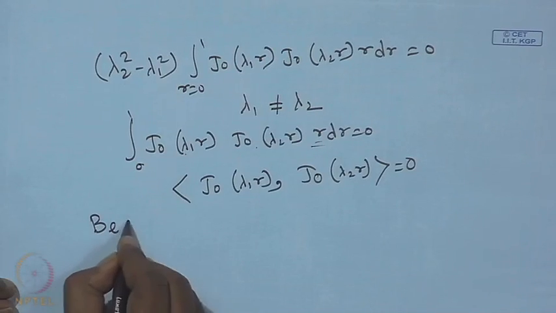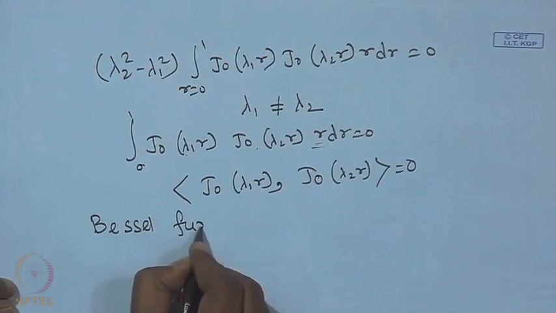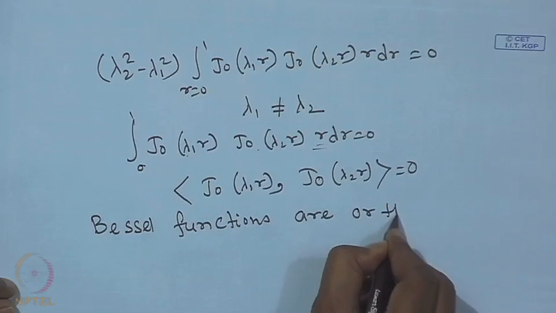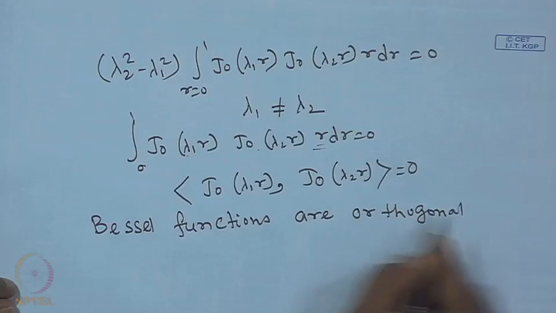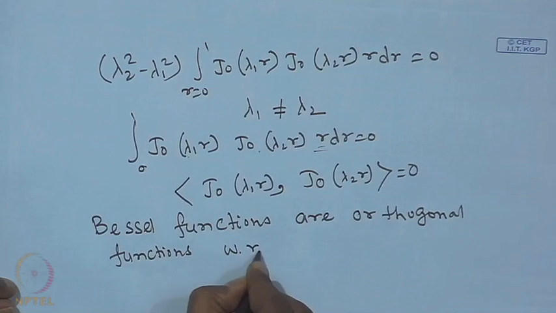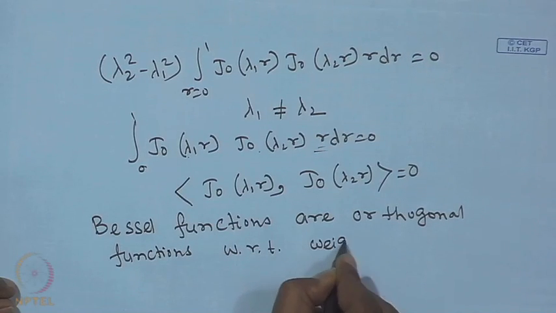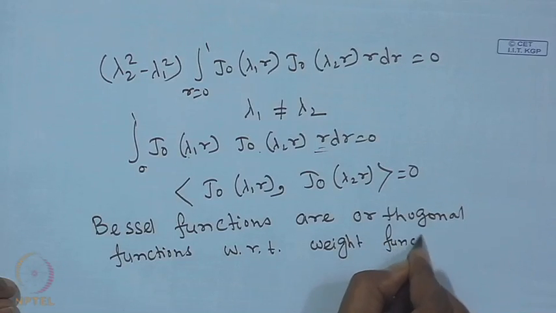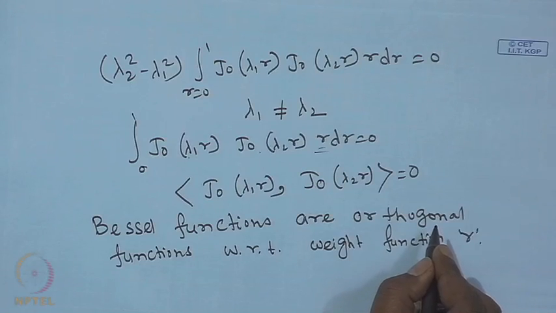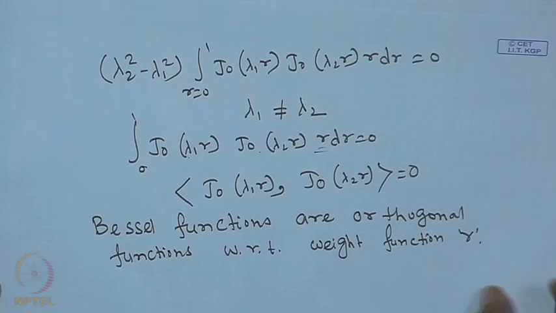So, we write: Bessel functions are orthogonal functions with respect to weight function r. So, once we proved this, we are in a position to solve this problem, the transient one dimensional heat conduction problem in cylindrical coordinate. We will be able to complete it.